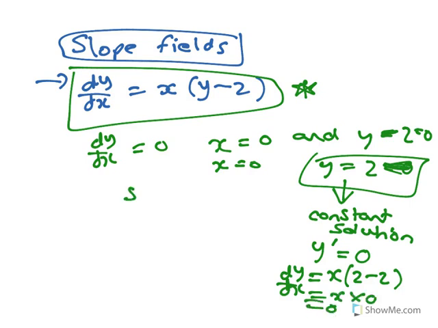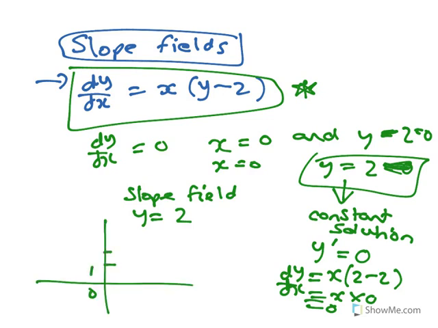So on a slope field, all the way along the line where y equals 2, so you go 1, 2, all the way along here, there needs to be a horizontal line.